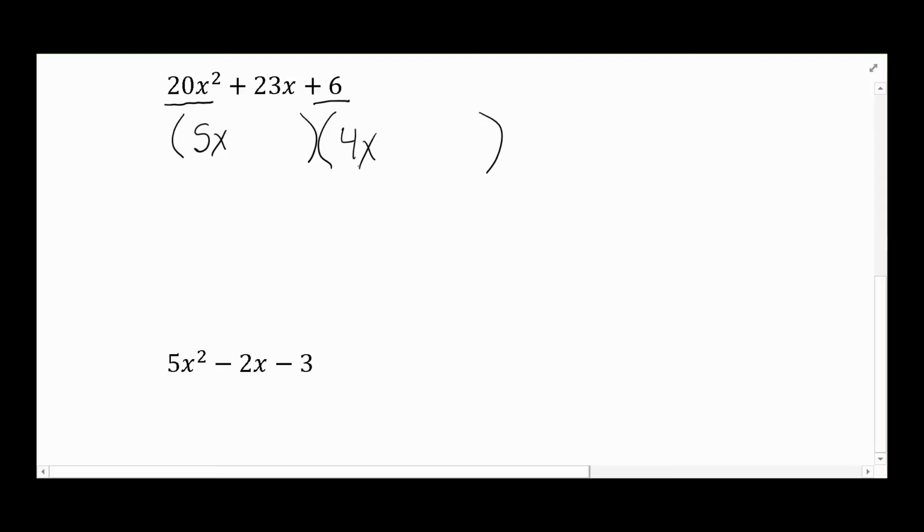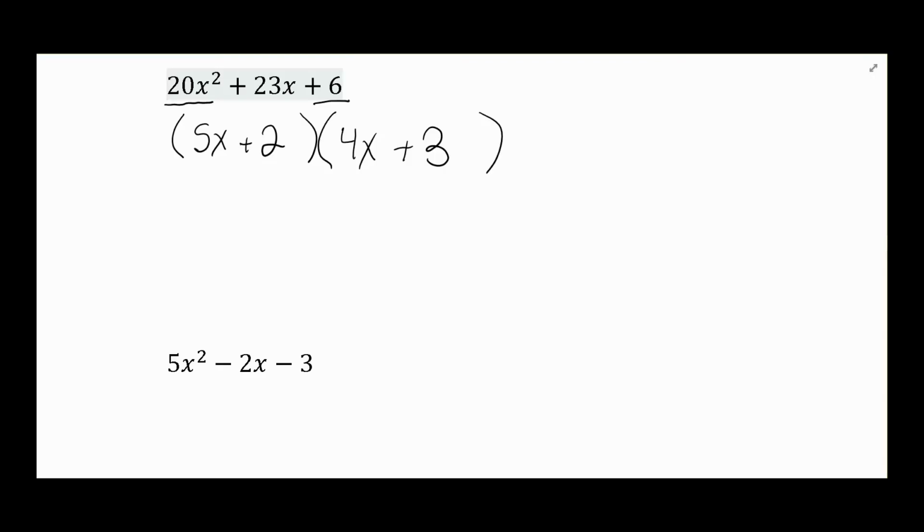That will also get me 20x squared. So now for my 6, where I want to use 3 and 2, I know not to put the 2 over here because again, I'd have a greatest common factor. And I know that I shouldn't have a greatest common factor. So instead, maybe I put the 2 here and the 3 here. So there's our educated guess. There's a reasonable guess. I don't know if it's right yet.